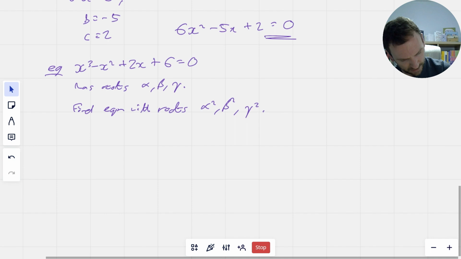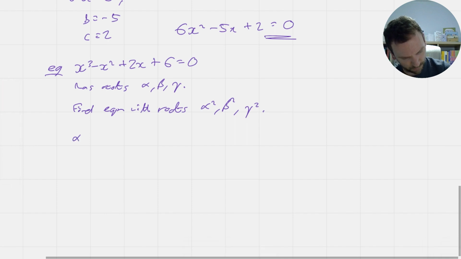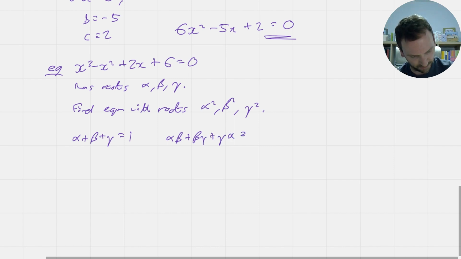So one thing we know is that the sum of our roots, alpha plus beta plus gamma, is negative b over a, which is 1. The sum of our product pairs, alpha beta plus beta gamma plus gamma alpha, is going to be equal to c over a, which is 2. And finally, the product of our roots, alpha beta gamma, is going to be equal to -6.